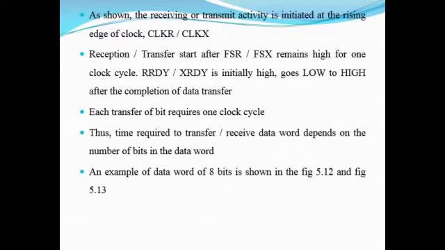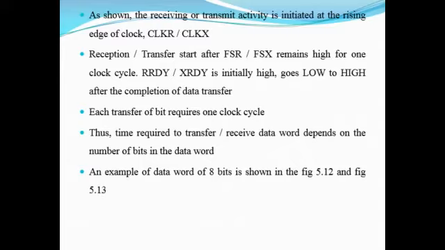Then RRDY and XRDY are initially low and go from low to high, that is from 0 to 1, after the completion of a data transfer. So that is what we consider in terms of these three sets of signals. One is the clock for receive and transmit, one is ready for transmission and reception, and the other is the start or synchronization for reception and transmission of data. So that is what we consider.